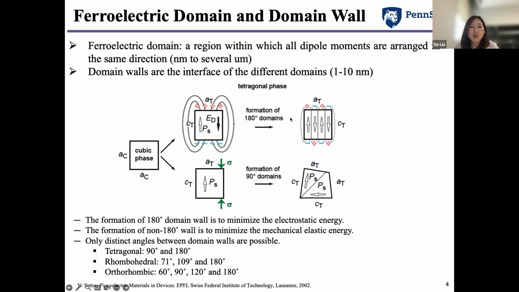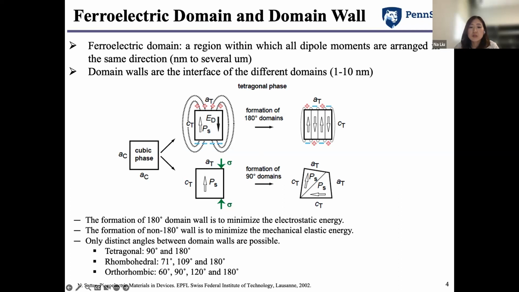So these domains are so-called 180-degree domains, and the interfaces between the anti-parallel domain orientations are so-called 180-degree domain walls. And when the crystal has a mechanical elastic constraint, non-180-degree domain walls will be formed in order to minimize the mechanical elastic energy in the system. So for the tetragonal phase, besides the 180-degree domains, there are 90-degree domains.